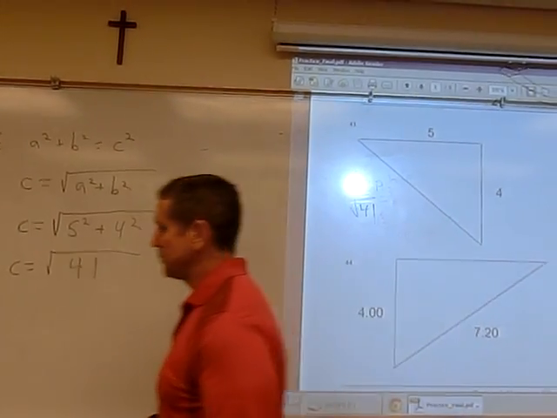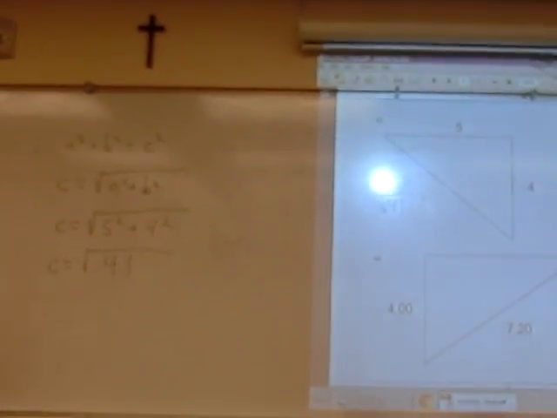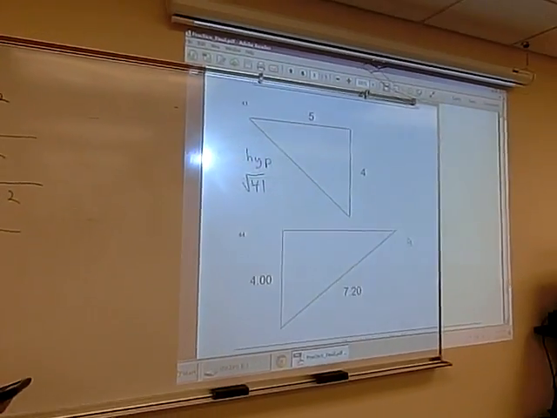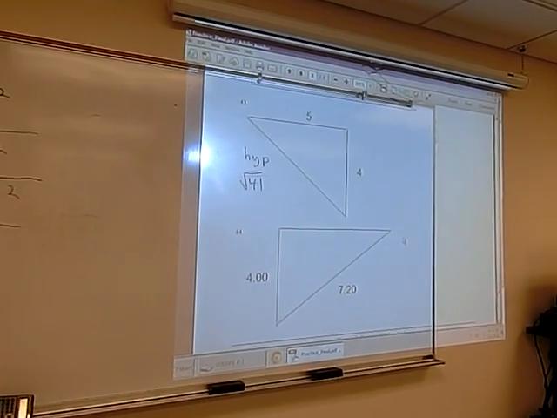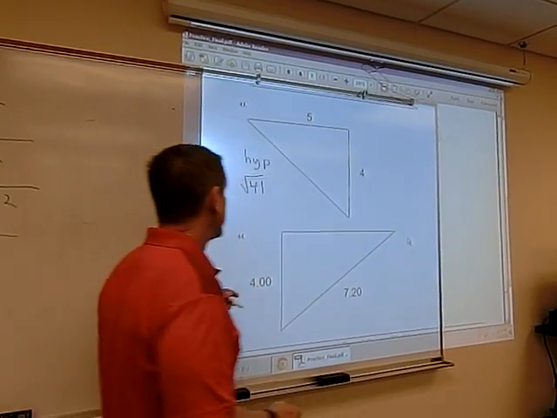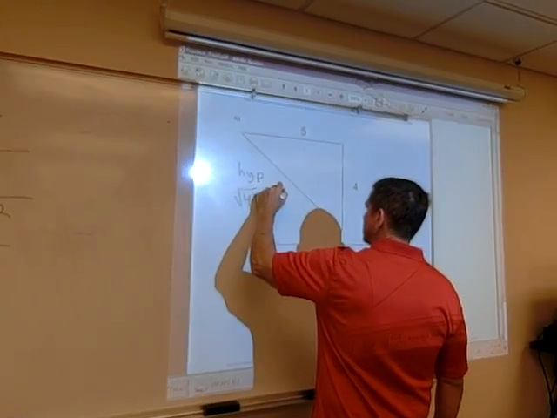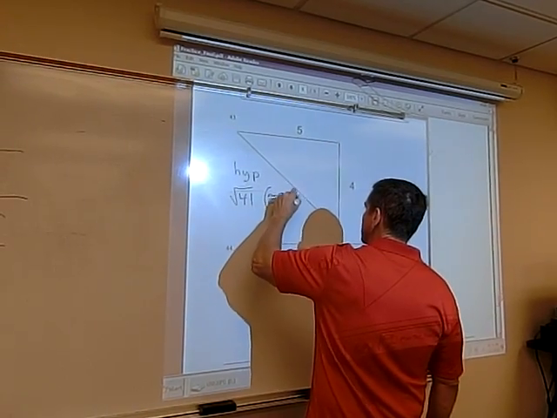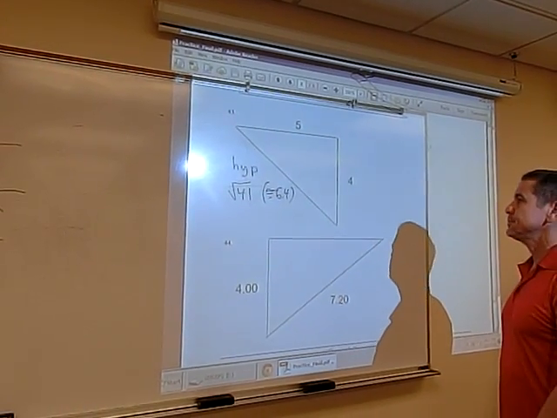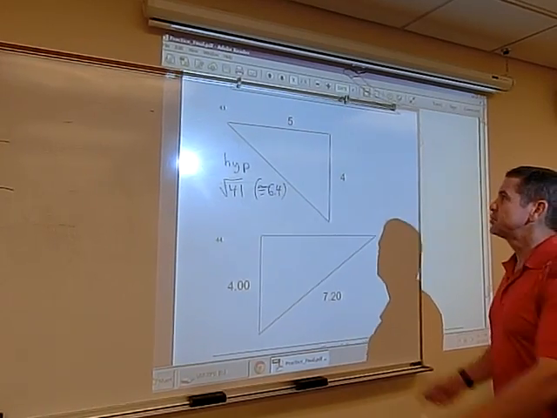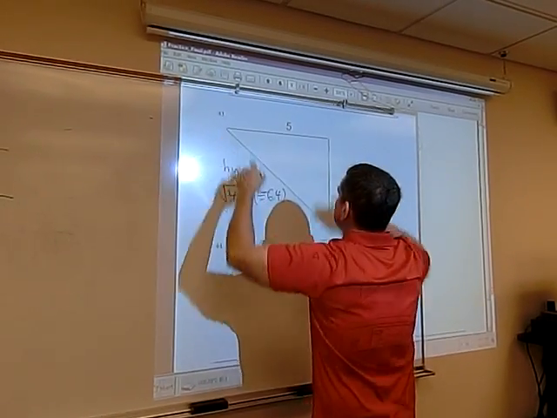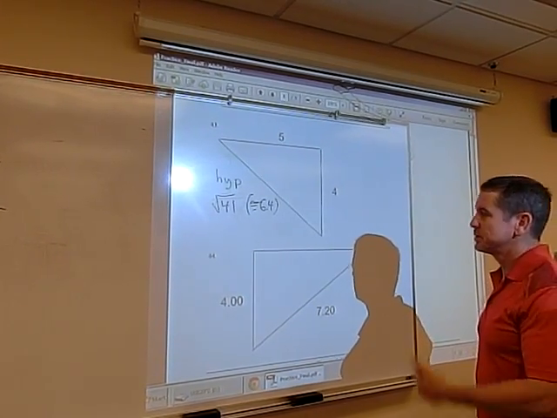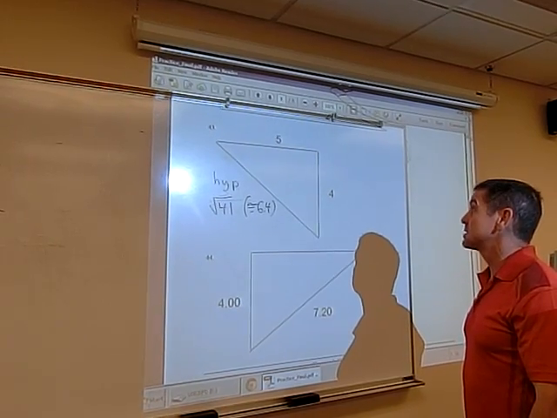To get a little feel for that, we'll just check. You can leave your answer like that, but I like to be able to eyeball it. So the square root of 41 is approximately 6.4. So he's a little longer than the 5 guy.